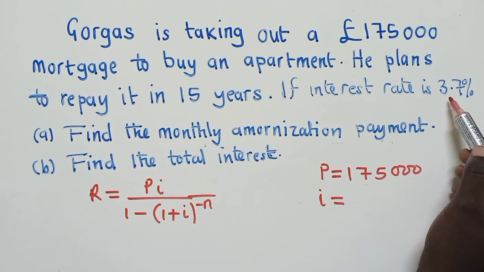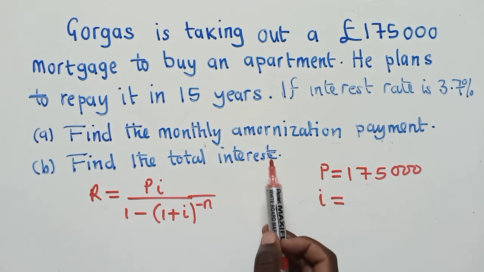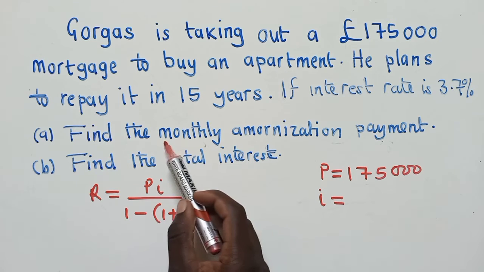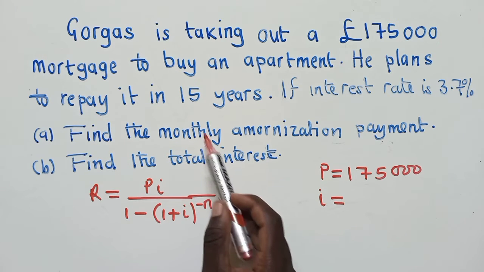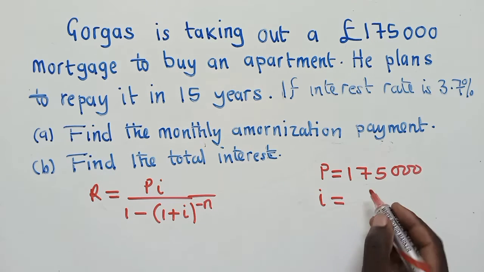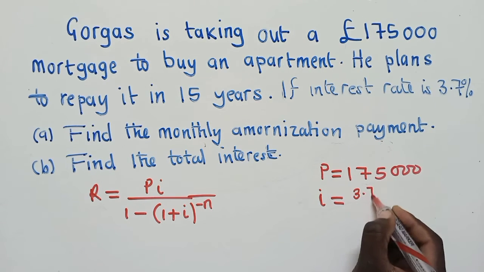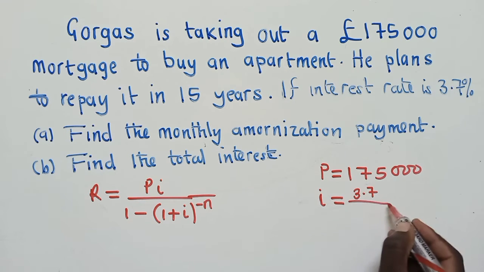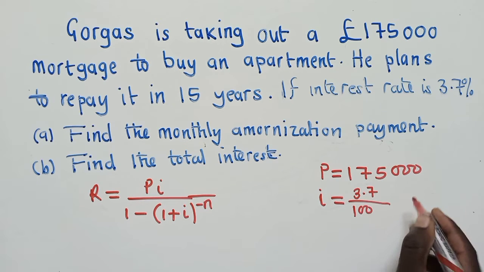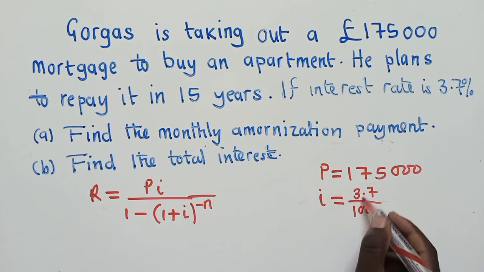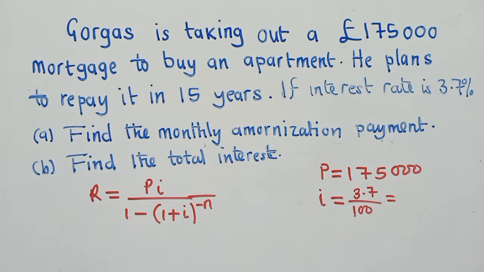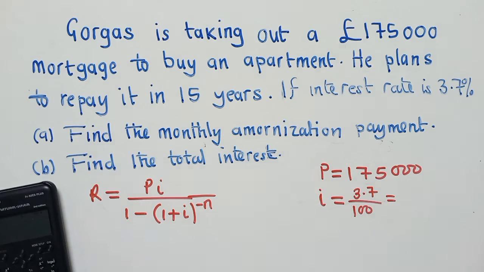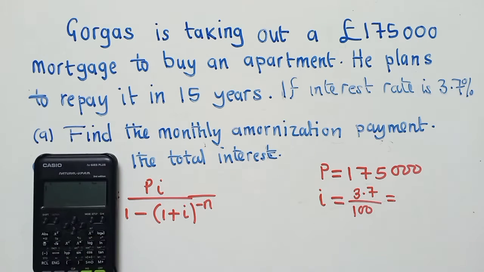You put it in decimal over the number of months in a year. Since we're dealing with months, the number of months in a year is 12. So it will be 3.7, and this is a percentage. Putting it in decimal, you divide it by 100. So let me see the answer that I'm getting. 3.7 divided by 100. You always remember to divide it by 100.